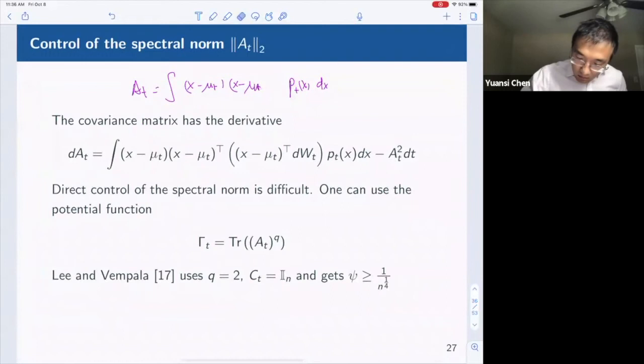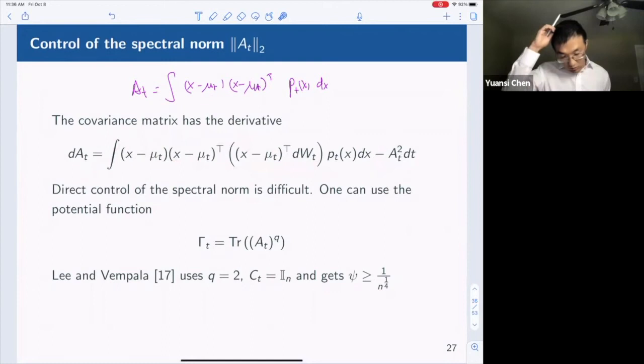And then you can take a derivative of it because you want to control its spectral norm. You can see that taking one derivative makes a random linear part appear, and taking another derivative, you can see that a third moment part appears here. And then you have a drift term that is negative, which looks good. Controlling the spectral norm of this A_t directly is difficult.